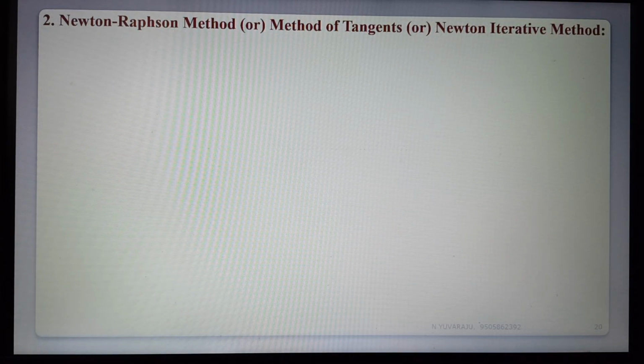Good morning, students. Today your topic is finding the solution of a given algebraic equation or transcendental equation. The first method is the bisection method. The second method is the Newton-Raphson method, or method of tangents, or Newton iterative method. In this method, we see how to find the root of the given equation. Let's see the procedure.